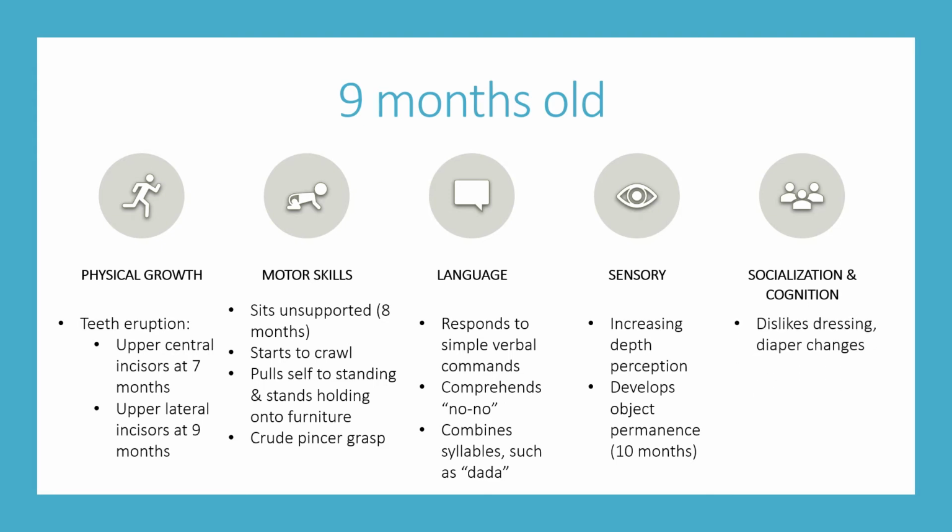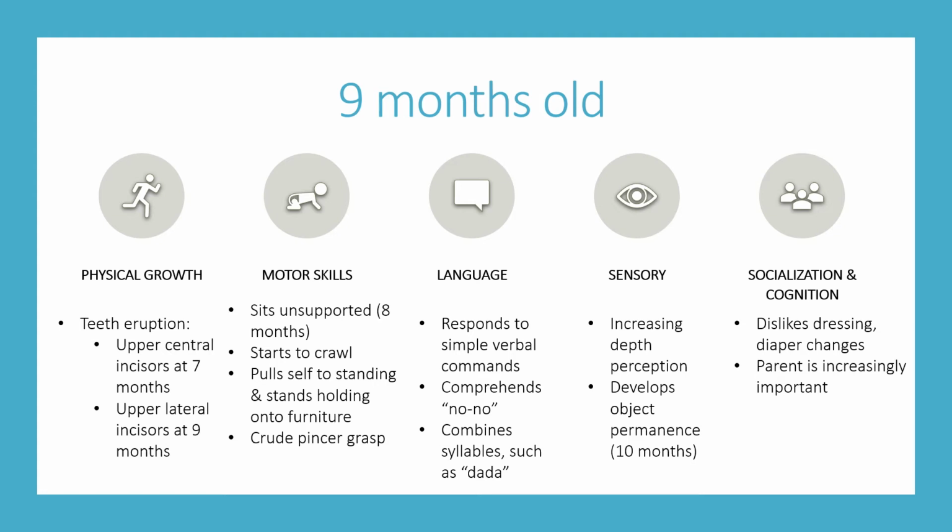With socialization and cognition, this child is not a fan of dressing or diaper changes. If you talk to any parents with this age of a child, just because this child is starting to become more mobile, when they need a diaper change or to get dressed, they have to stay in one spot for an extended period of time while the clothes get put on or the diaper is changed. And they don't really like that. They want to be on the move.